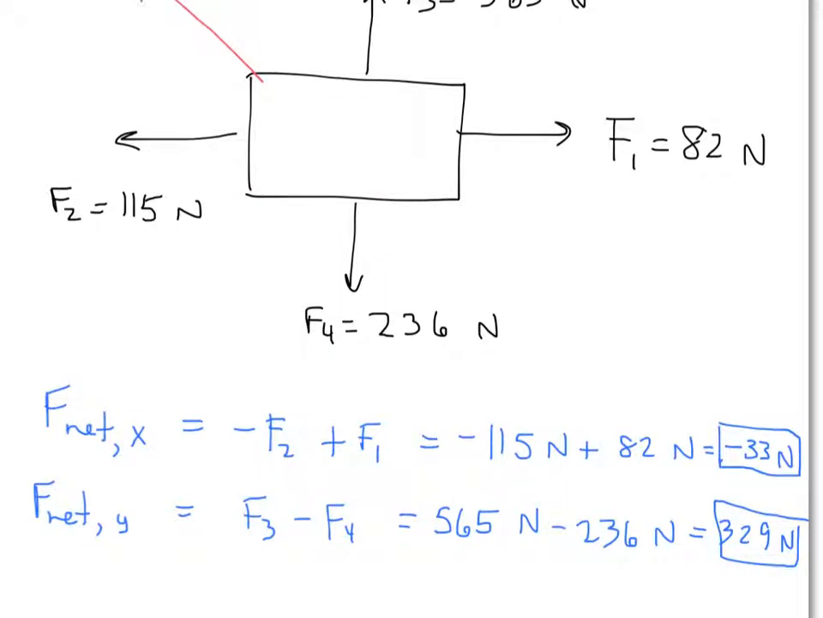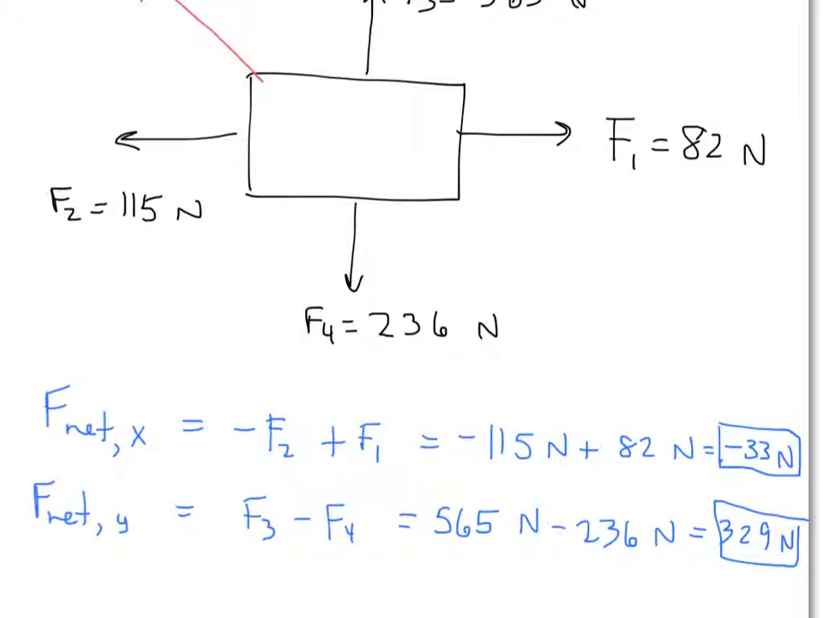So let's verify that this makes sense. Paul told us about 3 minutes ago that this object's going to move up and left. That makes sense because left is indicated from the negative 33, and up is indicated from the positive 329. So it's moving a lot more up than it is moving left. Instead of being at a low angle, it would be at a very high angle.